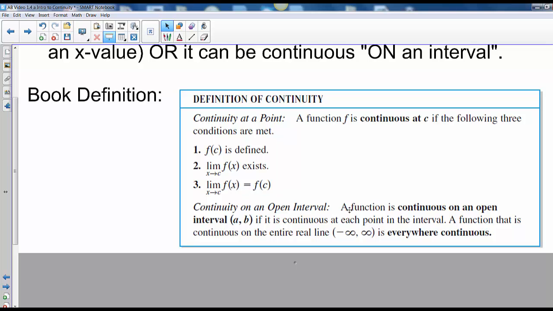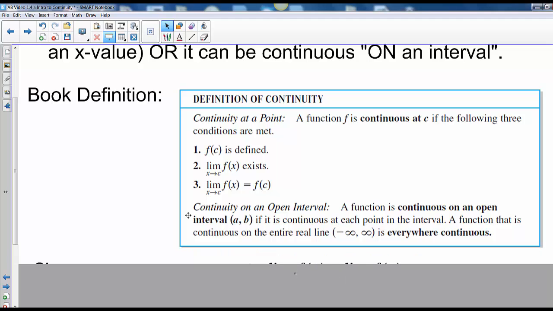They're going to mention continuity on an interval right now, but we're going to get to that actually quite later. A function is continuous on an open interval, a to b, and we'll come back to what happens if it's a closed interval or half open, half closed. But for now, on an open interval, if it's continuous at each point in the interval. Again, that should be at every x value in the interval. A function that is continuous on the real number line, the entire real line, -infinity to infinity, is everywhere continuous. We'll never use those terms. We'll just say it's continuous for all real numbers.